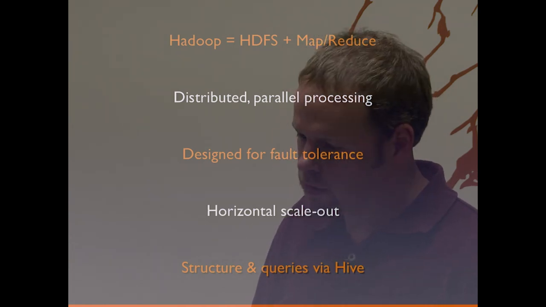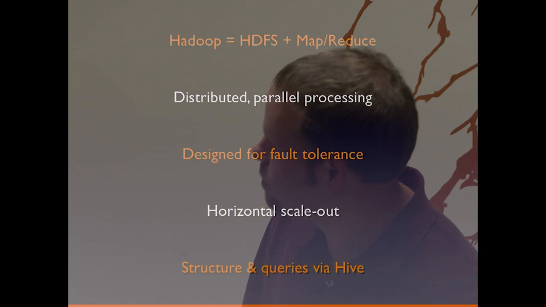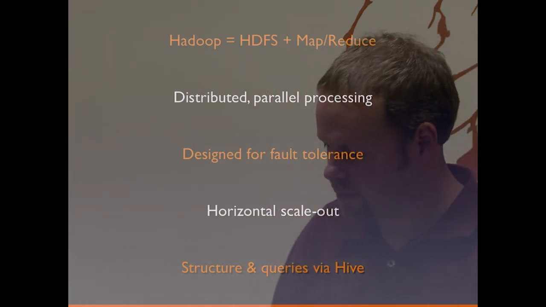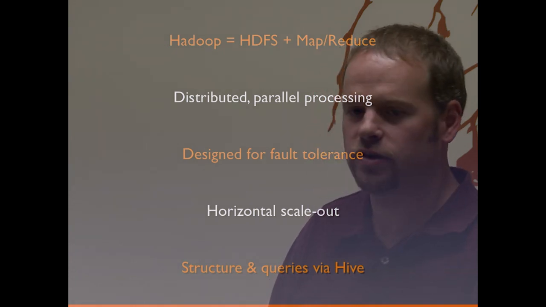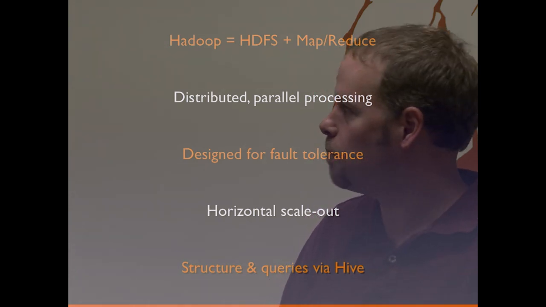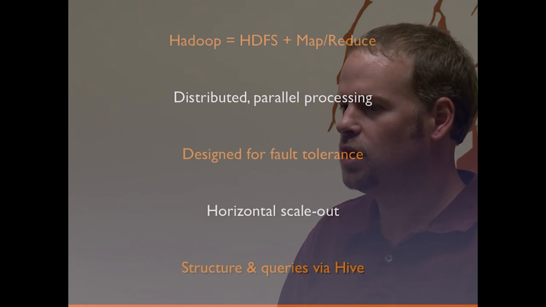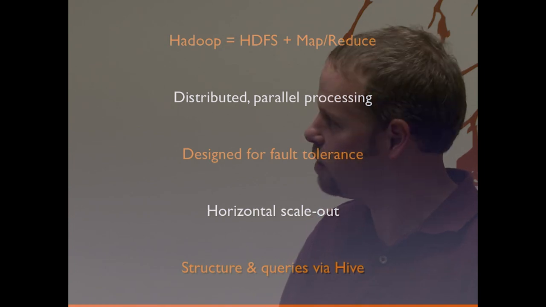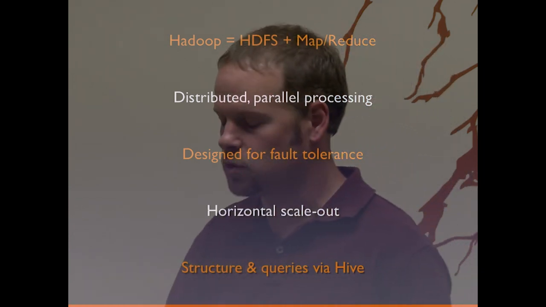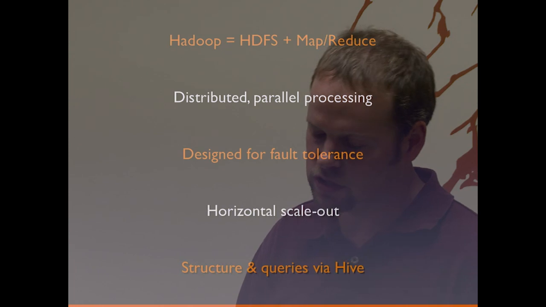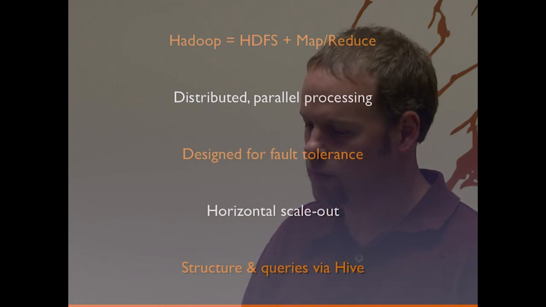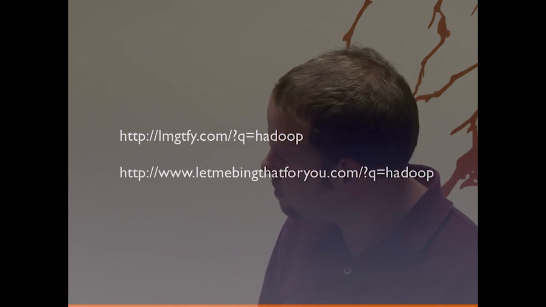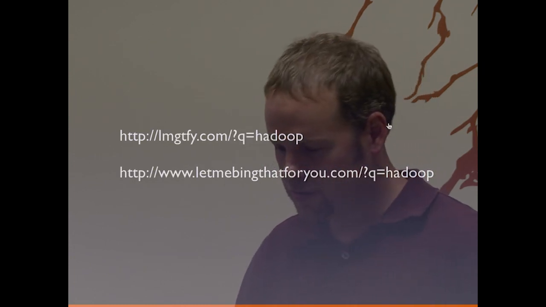So, Hadoop is HDFS and MapReduce for distributed parallel processing, fault-tolerant, horizontal scale, and Hive can add some structure. There's a whole bunch of subprojects around Hadoop. Pig is another data processing language. It's more of an imperative language for doing queries, as opposed to Hive, which provides a structured way of doing queries. There's a bunch of other stuff in the Hadoop ecosystem that I didn't really cover. There are some references, or you can click these links and let Google do them for you.